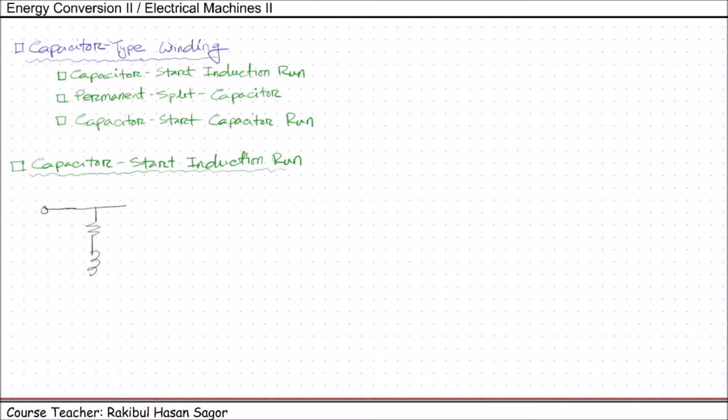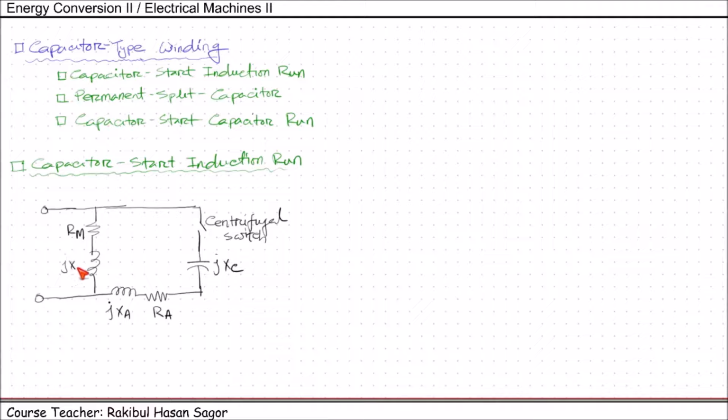Like the previous one, this is the main winding. In the auxiliary winding, there will be a centrifugal switch like the previous one. And by now you know what the function of this centrifugal switch is. Unlike the previous one, we are going to connect a capacitor here, an inductor, and the auxiliary resistance RA. This is jXA. This is jXC. This is main winding RM and jXM.